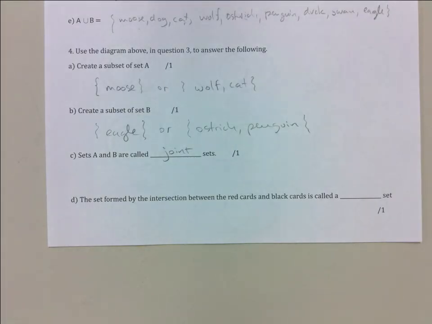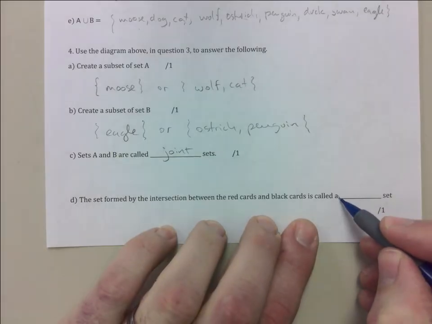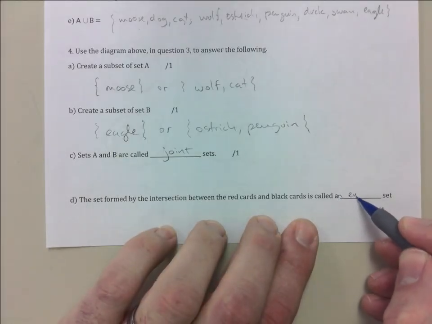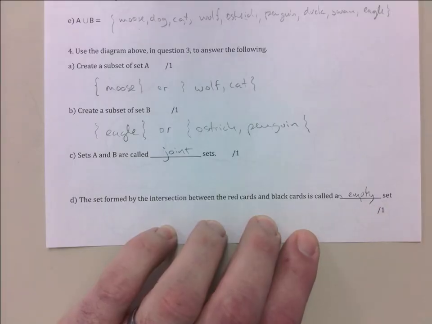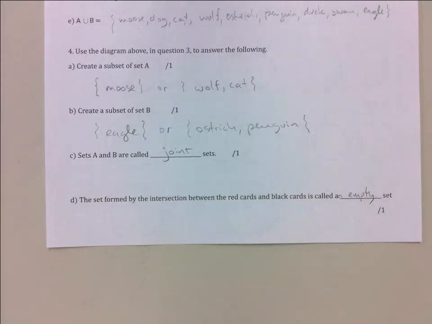The set formed by the intersection between the red cards and the black cards is called an empty set or a null set. I should have put that. Did that throw you off? But you know you're getting 100, right? So don't worry about it too much.